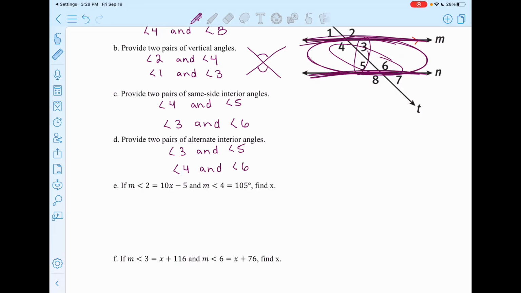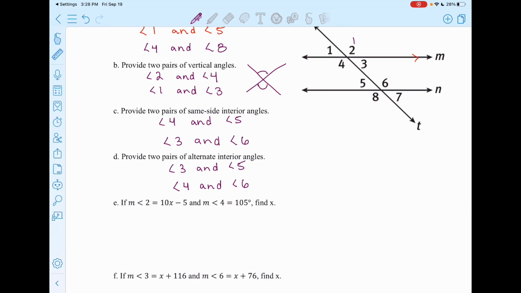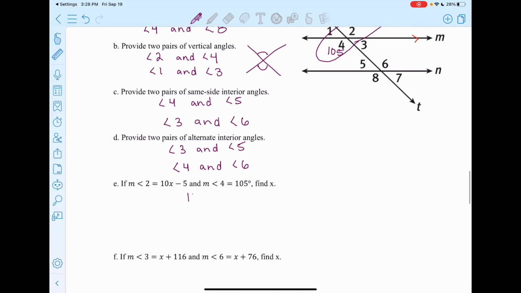Now that we know what our angle pairs look like, let's talk about their relationship. So for E, it said if angle 2 is 10x minus 5, and angle 4 is 105 degrees, how can we find x? Well, 2 and 4 are vertical angles, and I know that vertical angles are congruent. So I'm going to say that 10x minus 5 equals 105 and solve. I'm going to start by adding 5 to both sides, which gets me 10x is equal to 110. And if I divide by 10 to both sides, I get that x is equal to 11.